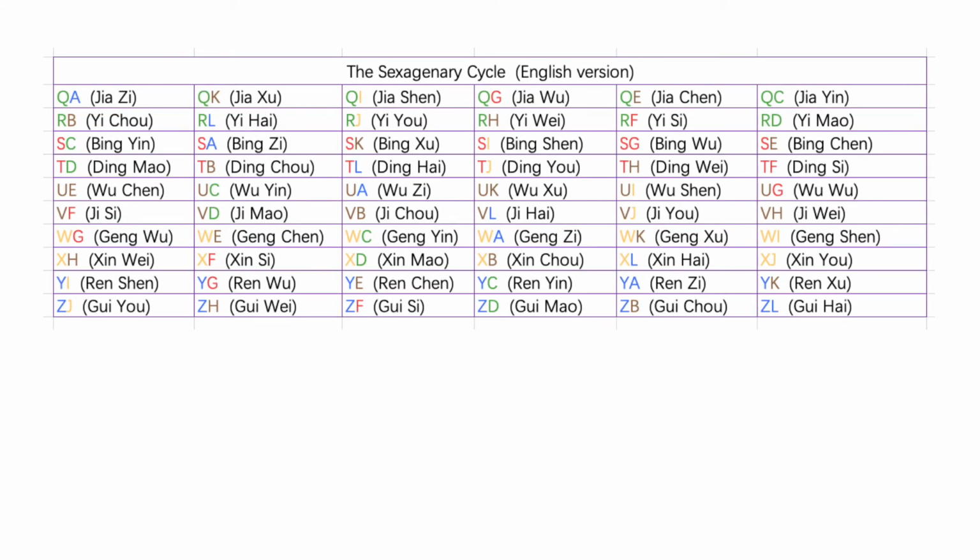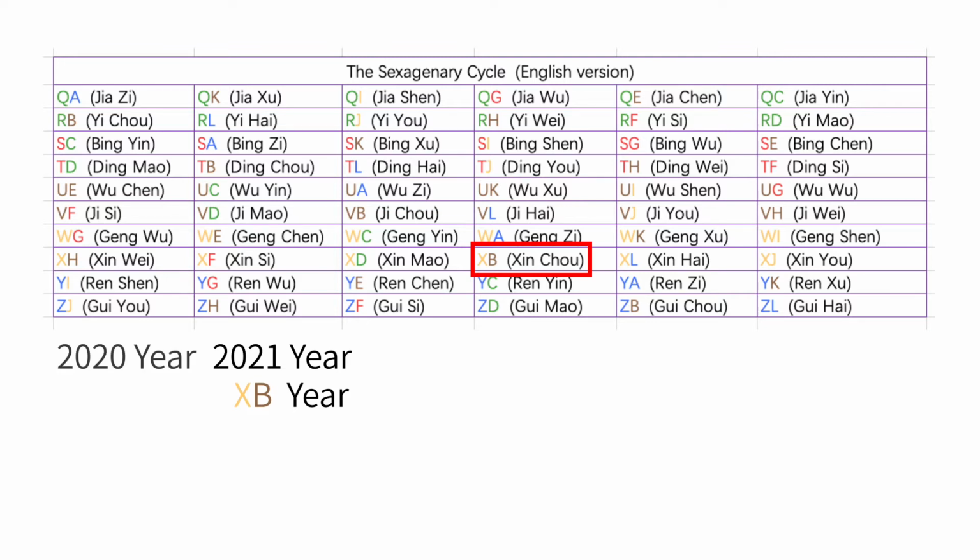How do we apply these 60 names to the date? Let me give you a few examples. 2021 is the year of Xinchou, referred to as XB year. The year before 2021, that is 2020, is the year of Gengzi, referred to as the year of WA.